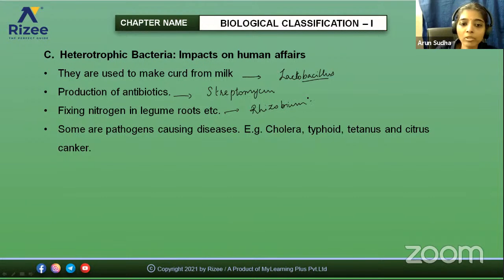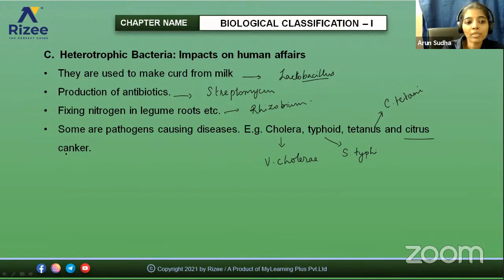And there are some pathogens which cause diseases like cholera, which is caused by Vibrio cholerae. Then typhoid, which is caused by the bacteria called Salmonella typhi. And tetanus is caused by Clostridium tetani. So there are different organisms which cause diseases, and citrus canker is one of the diseases which affects citrus plants. So it affects both plants as well as animals. So these heterotrophic bacteria have various impacts on human affairs.